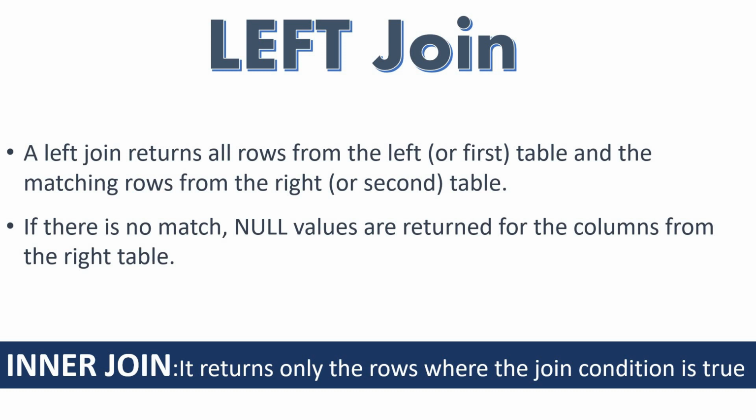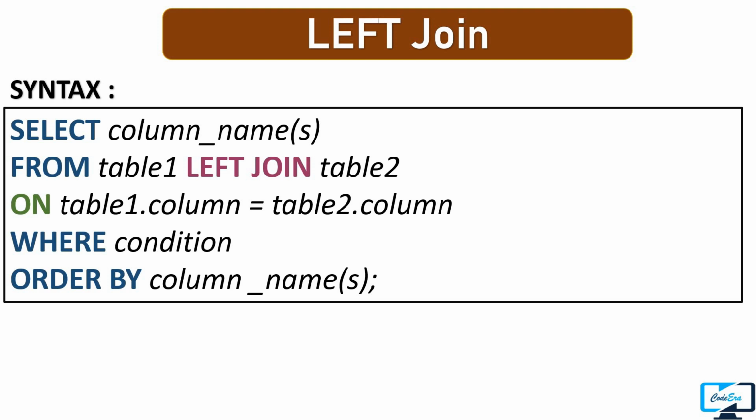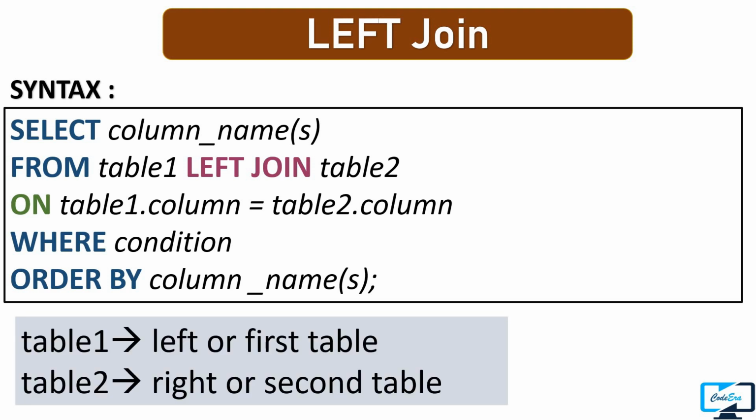So guys, here is the syntax to use left join, which is the same as inner join, but instead of the inner keyword, we have to write the left keyword. And the rest of the query will be the same as inner join. So guys, here table 1 is the left table, or we can say the main table, while table 2 is the right table. So now for better understanding, let's see some examples.